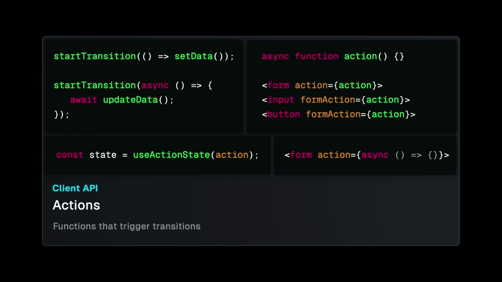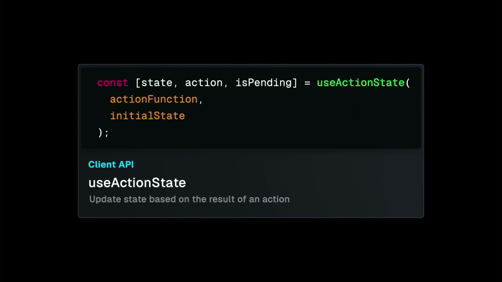So in React 19, functions that trigger transitions are now called actions. So an action is just any function that triggers a transition, which we can do in multiple ways. The first one that we're now familiar with is start transition. But we can also create an action using the new useActionState hook.